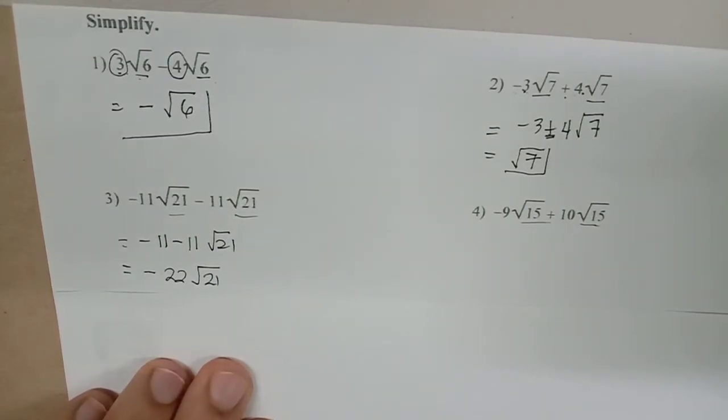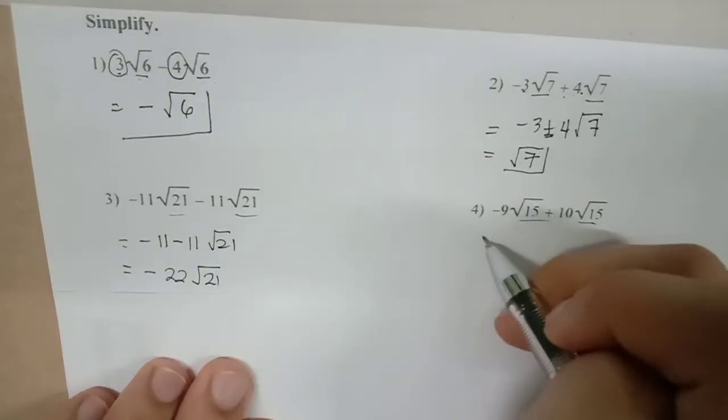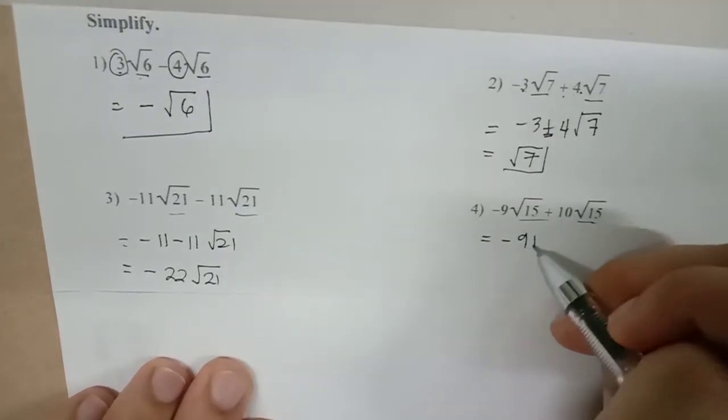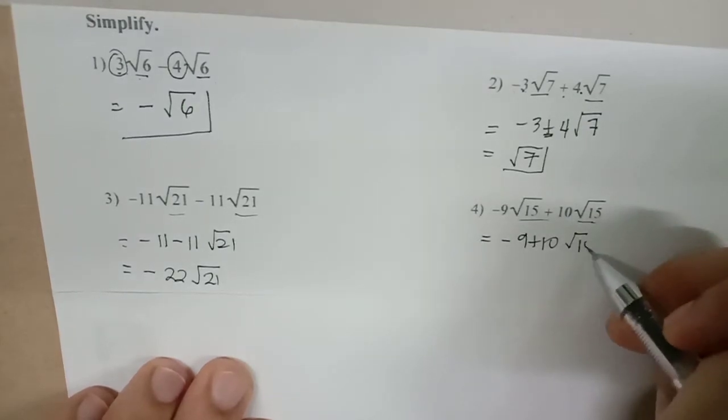Okay? So, yun na po. Wala na po tayo isi-simplify dyan, dahil parehas naman po sila ng sign. Next, negative 9 plus 10 square root of 15.